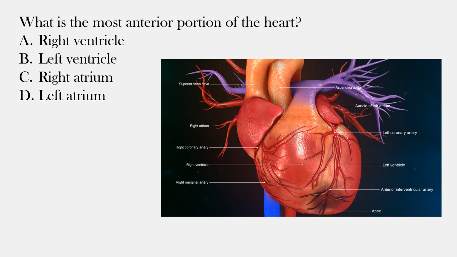This question reads, what is the most anterior portion of the heart? A, right ventricle, B, left ventricle, C, right atrium, or D, left atrium. So what we have to know here is our anatomy of the heart, okay?